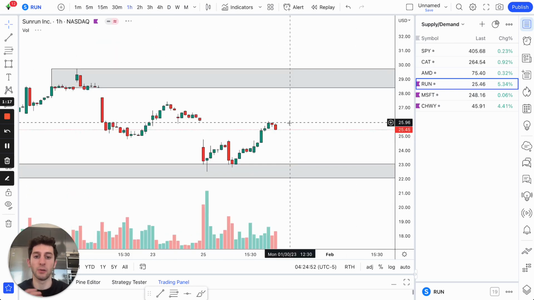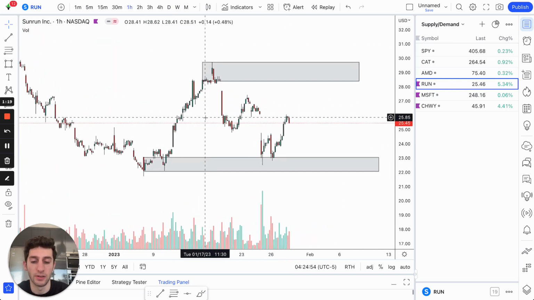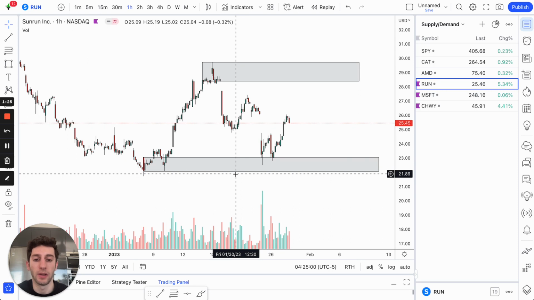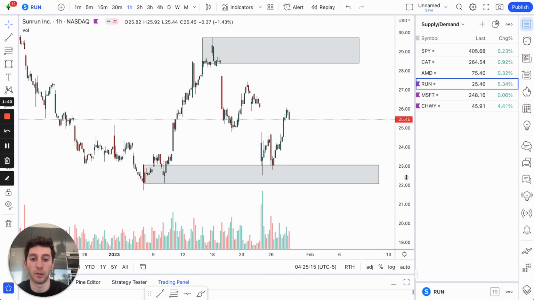And typically what you can do with these supply demand zones is you can enter right at the top of the demand and then put your stop right below the demand zone as well. So that is something you can do with your supply and demand setups. Now, one thing that I like to do personally is wait for confirmation, and you can do that in a few different ways. The first one being, waiting for that smaller time frame setup to occur.